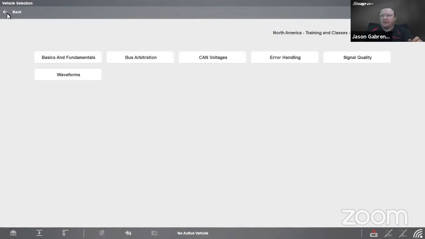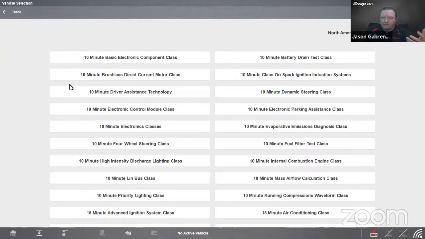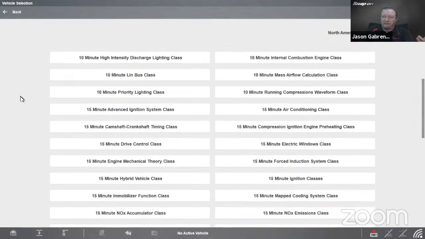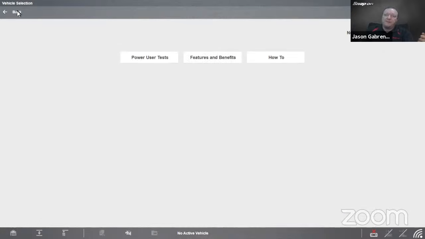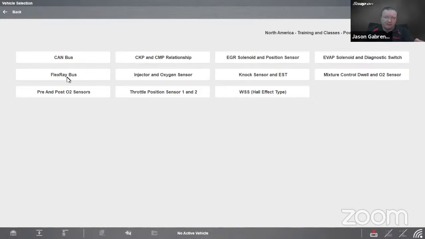All right, so that is learning a little bit more about networking, and there are multiple other classes in here, you know, battery drain, dynamic steering, et cetera. You could really just go through there and see there's a wealth of knowledge in here. Also, if you wanted to do a generalized CAN bus test, we could go into power user tests as well. For a dual channel test, there's one on CAN, and there's one on FlexRay as well, which we'll talk about next week.